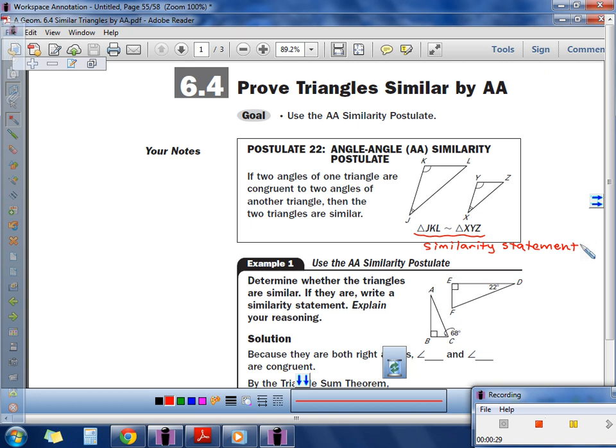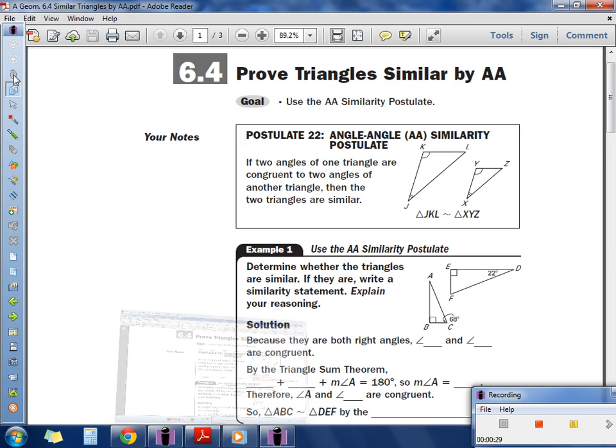On your test, you will be asked to write similarity statements. So make sure you know what it looks like. It has a little tilde in the middle. These are similar. Do the letters have to be in a certain order, or does it matter? Letters must be in a specific corresponding order. So yes, order does matter.